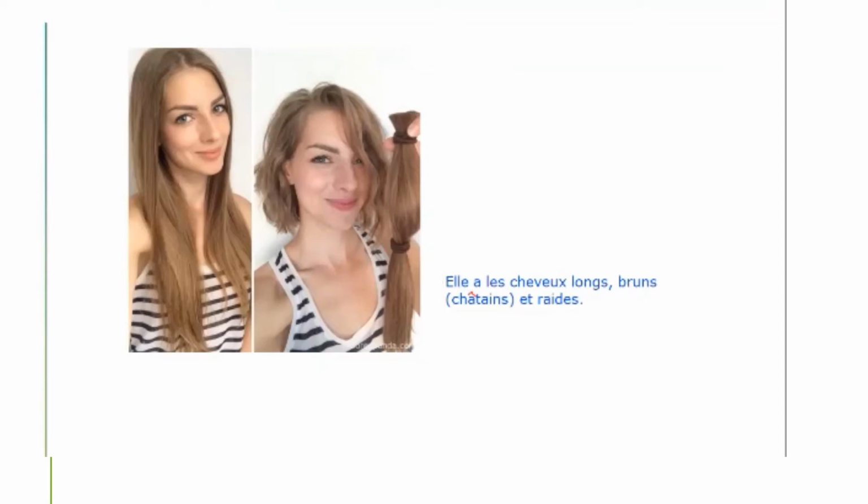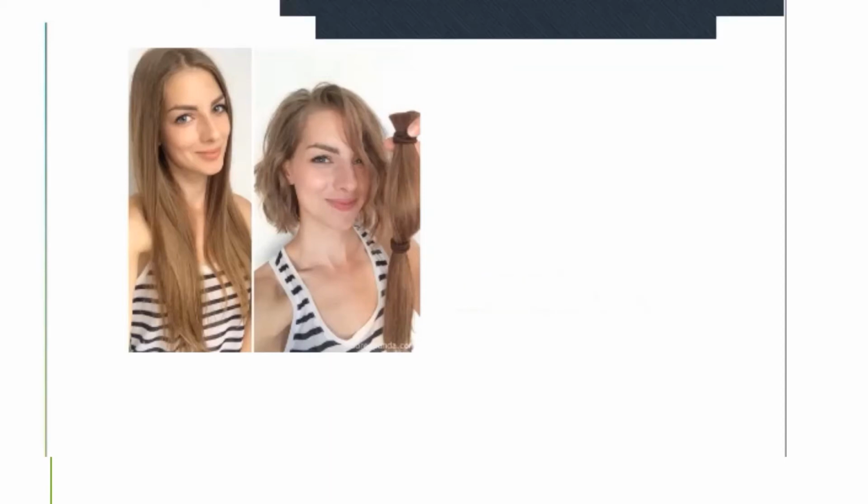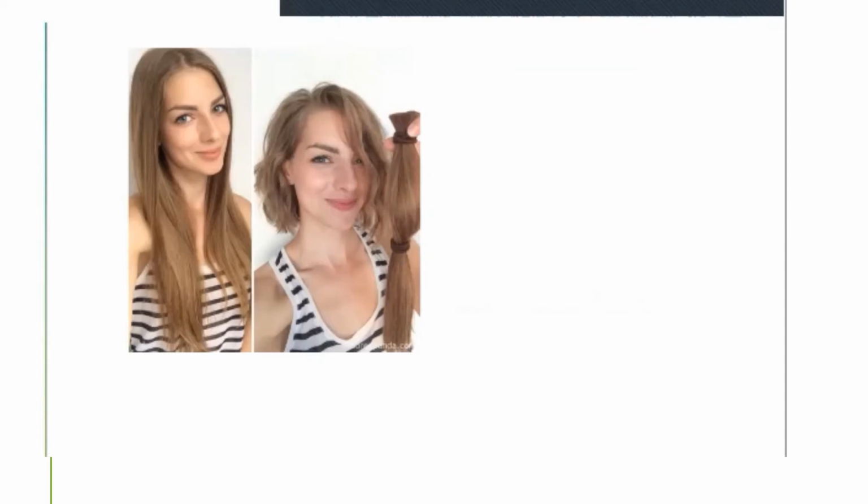Okay. Elle a les cheveux longs, bruns, châtains et raides. Sorry, elle a les cheveux longs, bruns ou châtains, or light brown, et raides. Elle a les cheveux longs, bruns et raides. She has long, straight brown hair. Okay? All right. And this one you say, elle a les cheveux courts, bruns et raides.